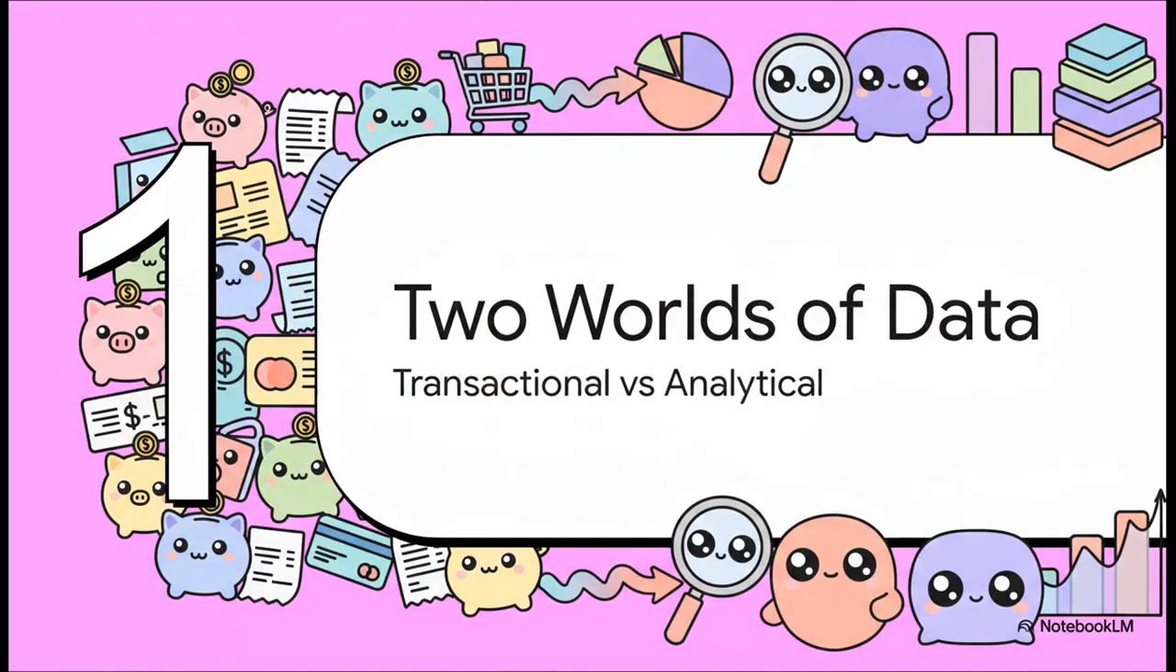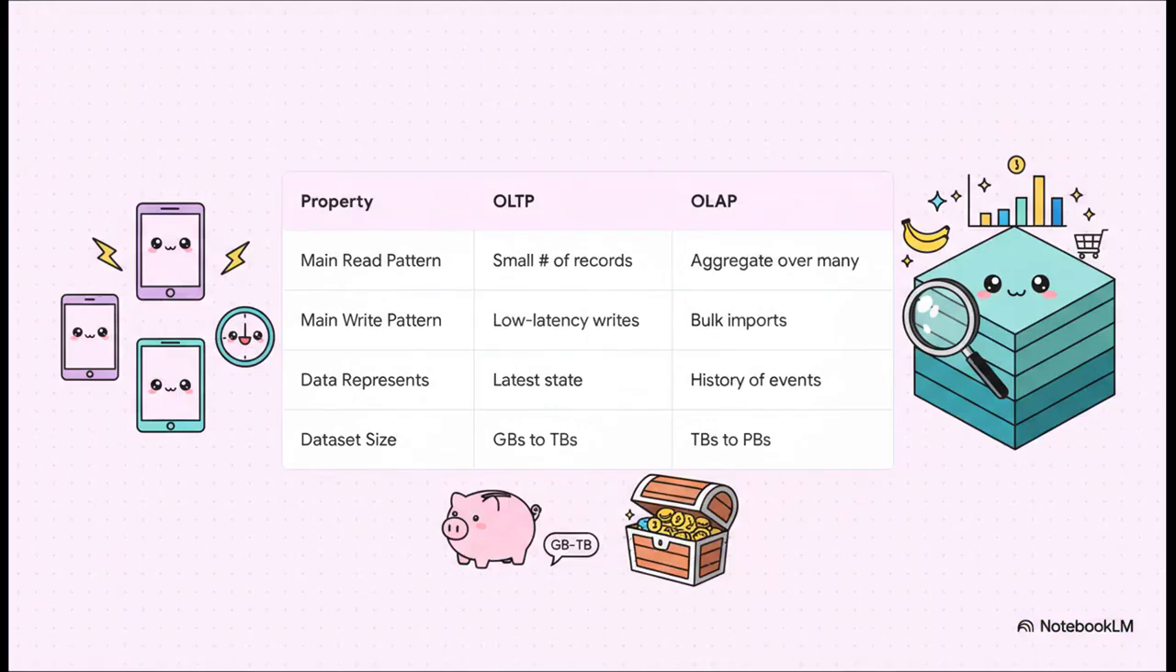All right, so let's start by putting some official names to these two worlds. They're called OLTP, which stands for Online Transaction Processing, and OLAP, for Online Analytical Processing. Yeah, they sound kind of similar, but trust me, their jobs could not be more different. This table really just lays it all out. On the left, you've got OLTP systems. These are the engines that run our everyday apps. Notice the patterns here. Lots of small reads, really fast writes, and it's always showing you the absolute latest state of the data.